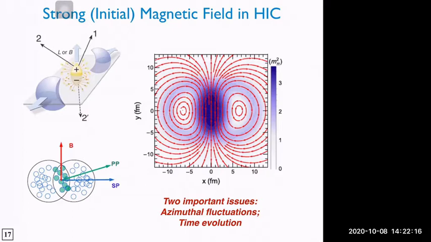The other important thing here is the time evolution. I just said that the magnetic field is strong, but that's only for the very initial magnetic field. What happened to that magnetic field after the initial impact is still a big question, okay? So let me briefly discuss these two issues.